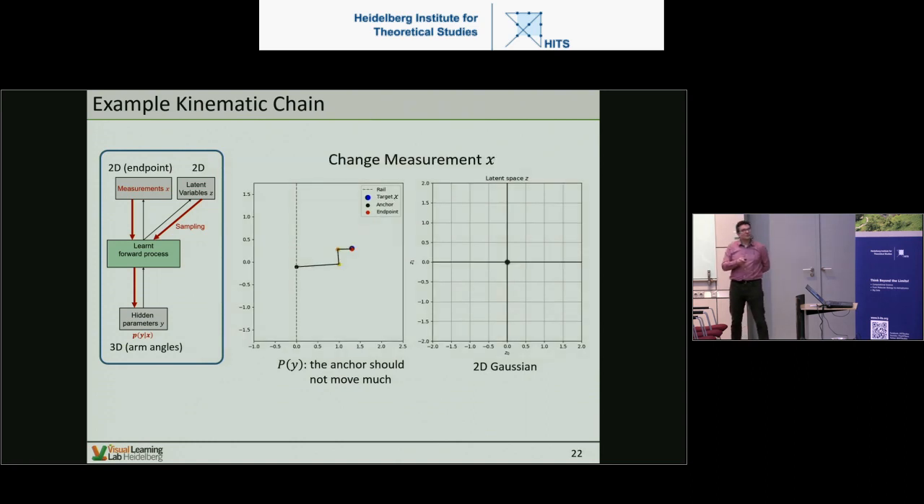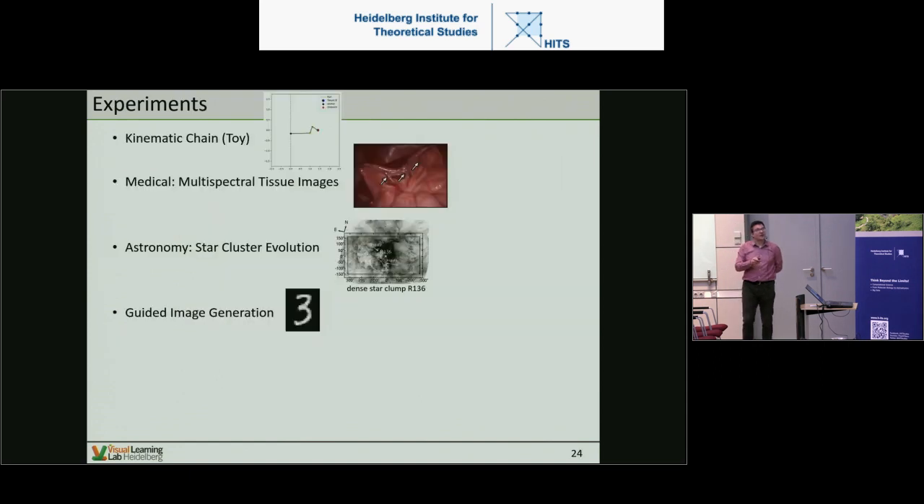So now you can also change the conditioning, and then you get, this is the most likely configuration, a lot of different arms. This is now changing the measurement X, and you get a lot of configurations, which are the most likely configurations.